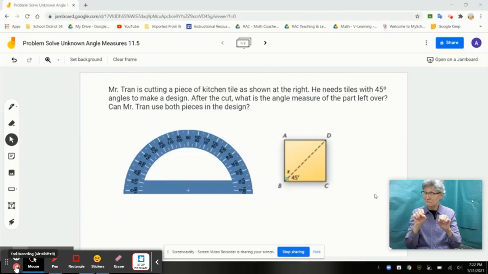Okay, so as I look at this problem, we need to find the angle measures of the part left over. So the angle measure for angle DAB, okay. So if we know the measure of ABC is 90, and we know that because of this right angle that we have here, this marking, we know what that means, the right angle symbol. We also know the measure of angle CBD is 45 degrees. So we need to solve for X.